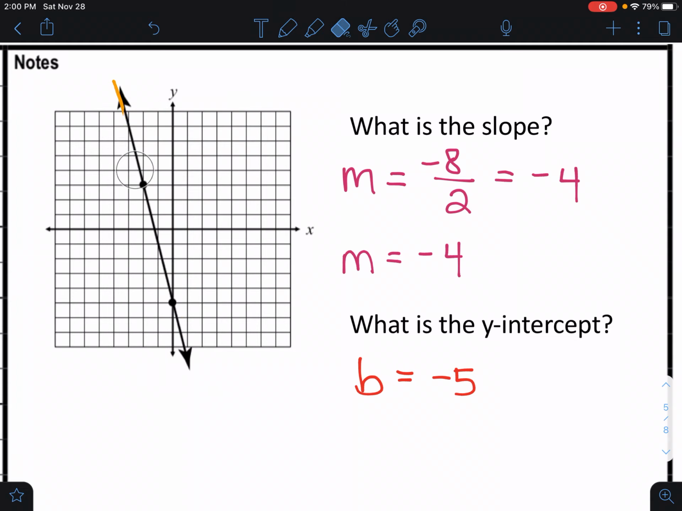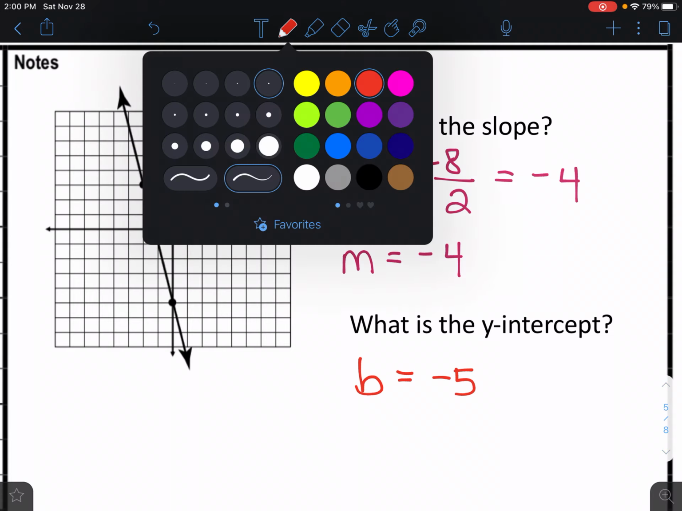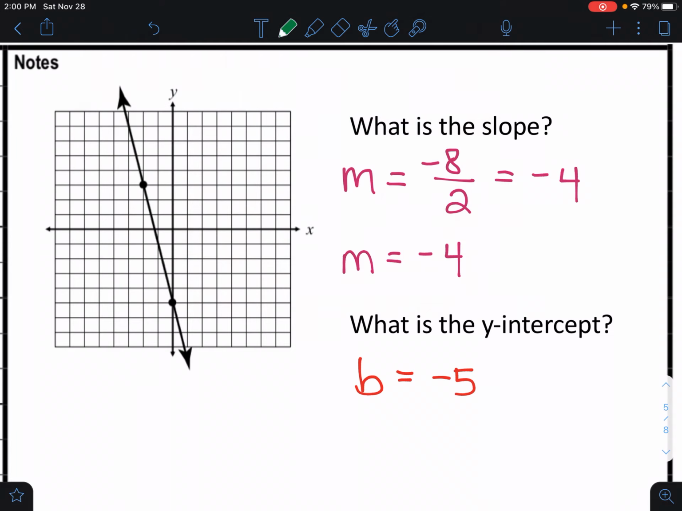Now, if you have those two pieces of information, the slope, m, and the y-intercept, b, you can write an equation. And the equation would look like this. Remember, y equals mx plus b.